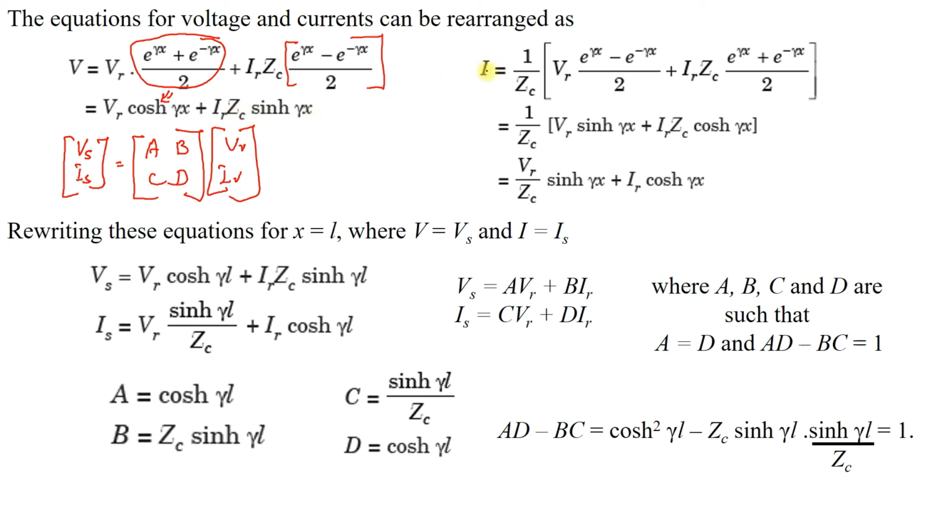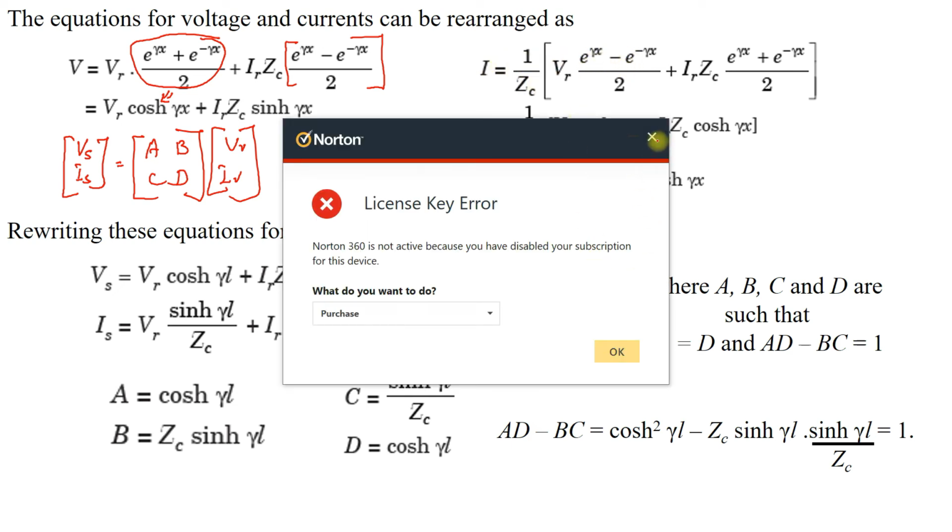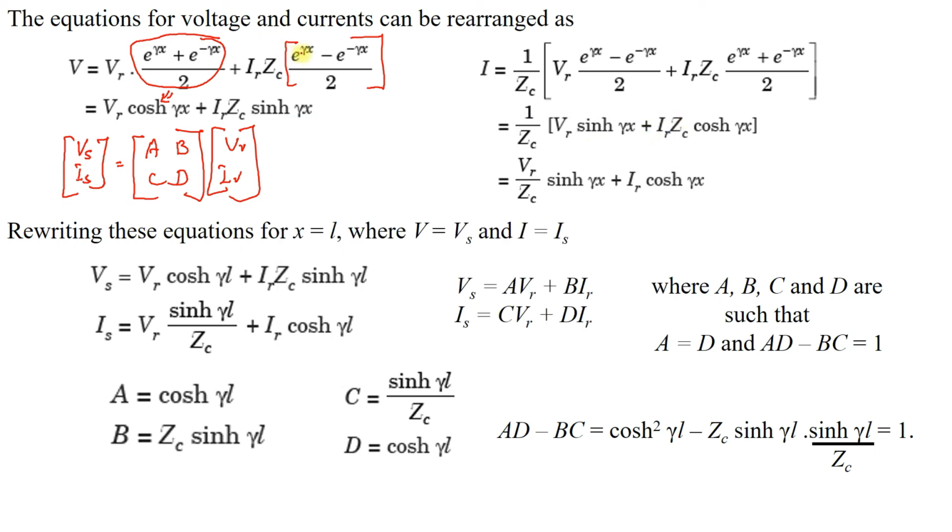And this formula we have already seen, I is equal to 1 by ZC VR into e power gamma x minus e power minus gamma x by 2. Similarly, this expression is there, and this corresponds to sin h gamma x, and this corresponds to cos h gamma x. So I can be written as VR by ZC sin h gamma x plus IR cos h gamma x.